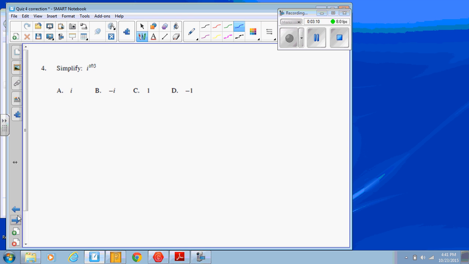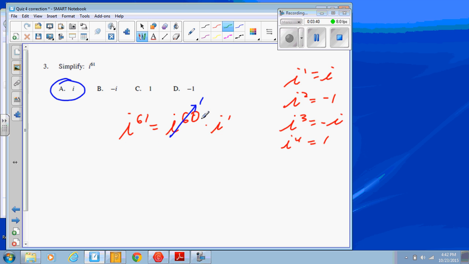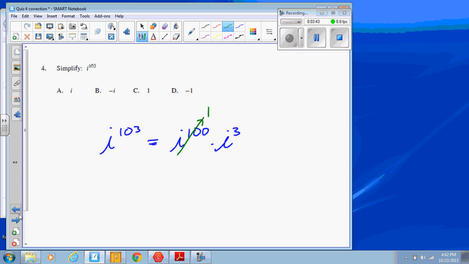Number 4, i to the 103rd. Well, 103 is not a multiple of 4. 104 is, but that's above it. I want to go below that, so that's going to be i to the 100th times i to the third. This goes to 1, so this is going to be 1. And then i to the third is negative i. So I'm going to say this is 1 times negative i. So the answer is negative i, and that's what that one would be.